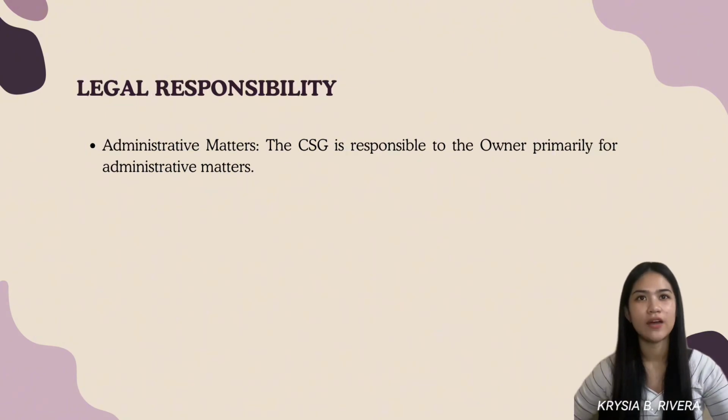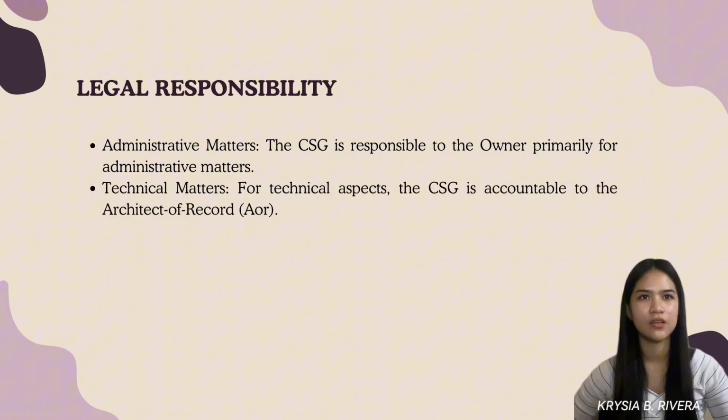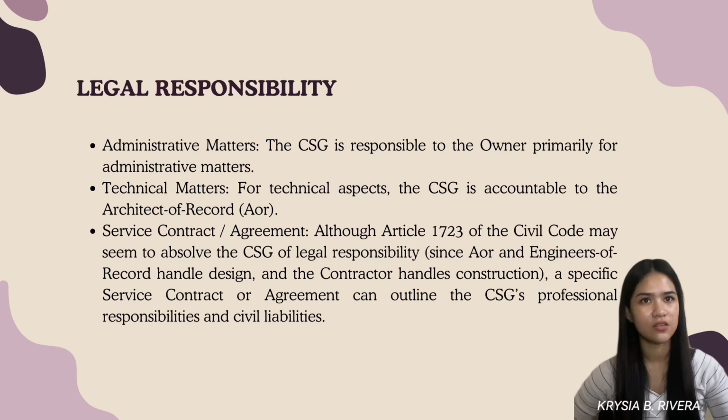The AOR holds the critical decision-making authority related to design intent, change orders, and quality assurance. Next, we have the legal responsibility. First is the administrative matters. The CSG is responsible to the owner primarily for administrative matters. Next is the technical matters. For technical aspects, the CSG is accountable to the architect of record. The service contract or agreement.